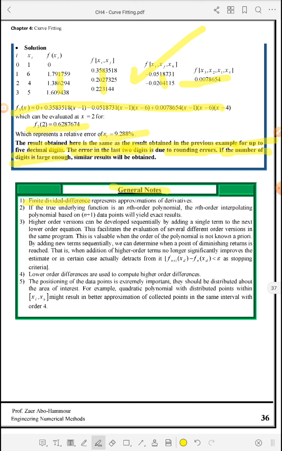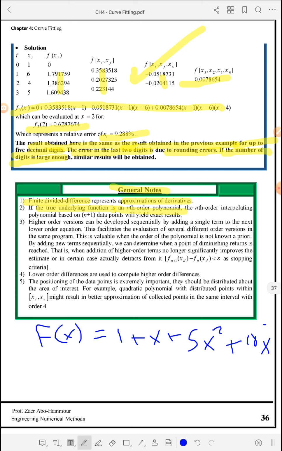Finite divided differences represent approximations for derivatives, and I have mentioned this fact previously. The second note is that if the true underlying function is an nth order polynomial. What do you mean by this? Assume that we have, for example, a third order polynomial, f of x, like 1 plus x plus 5x squared plus 10x to the power 3. This is a third order polynomial.